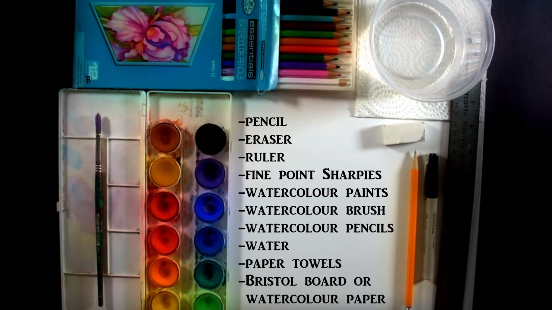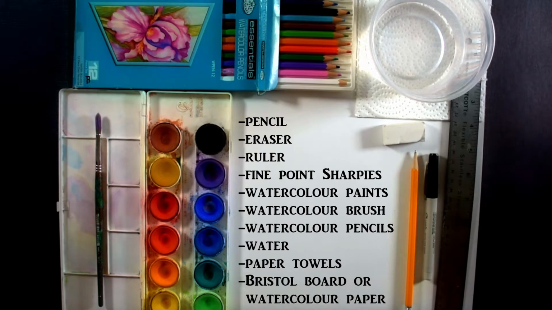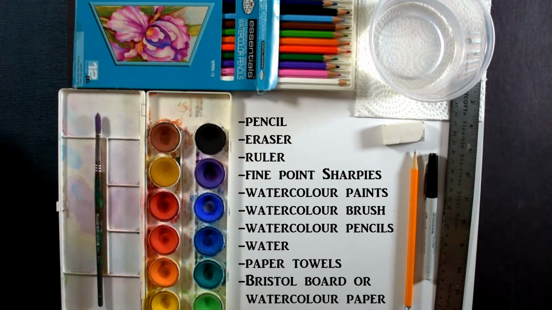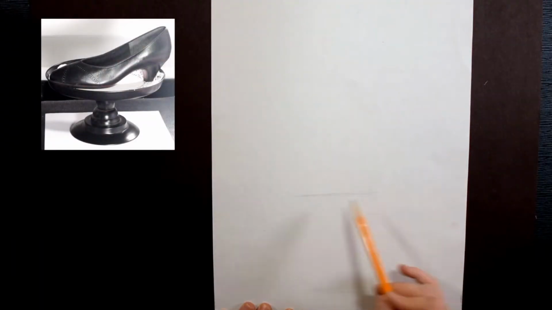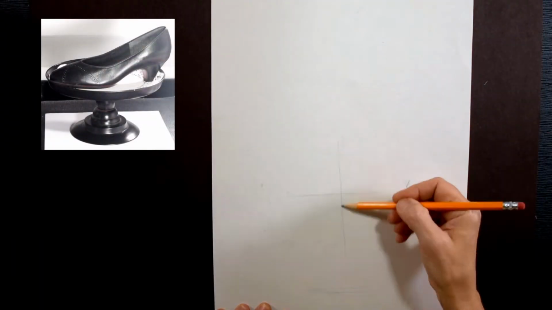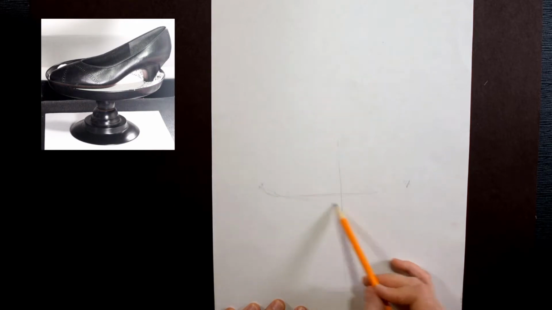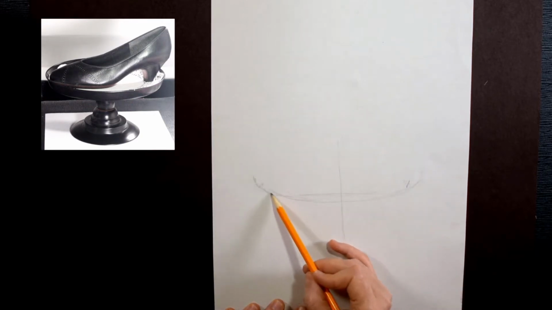The material list is going to be included underneath this video, but it's going to be mainly water-based materials, watercolor pencils and paints. And also you're going to need a shoe stand or cake stand on which you're going to put a shoe. You can use a plate if you don't have a cake stand. And that's our surrealist setup. You're going to be using it to draw your composition.